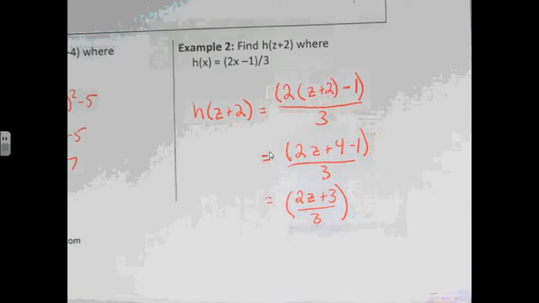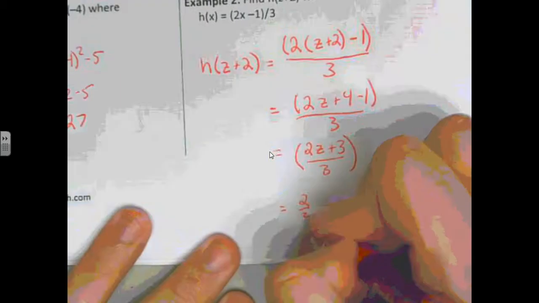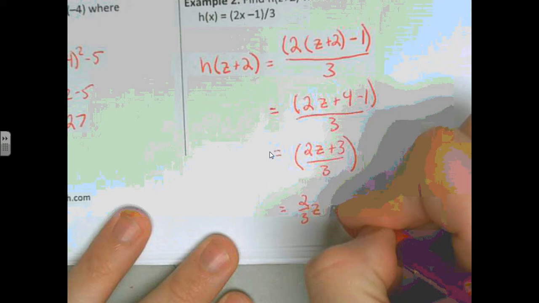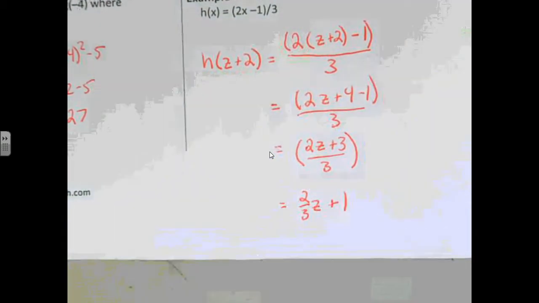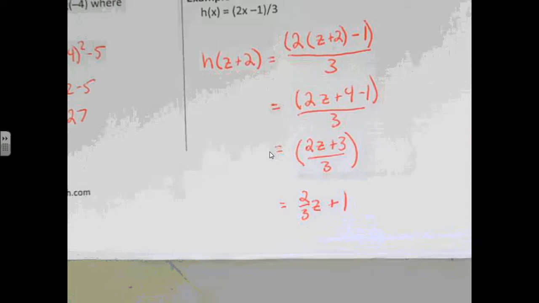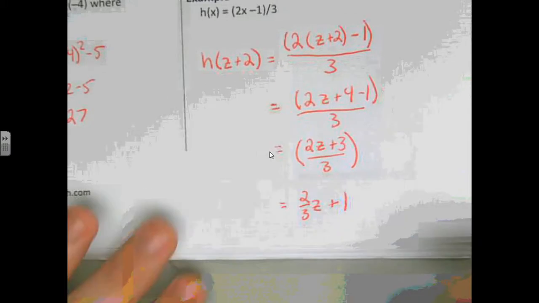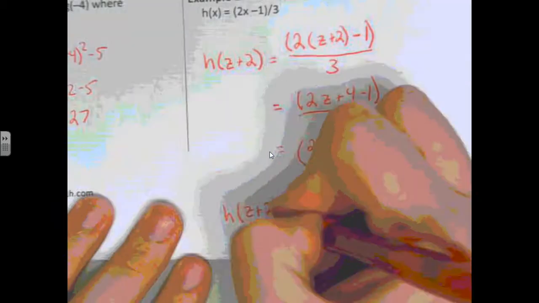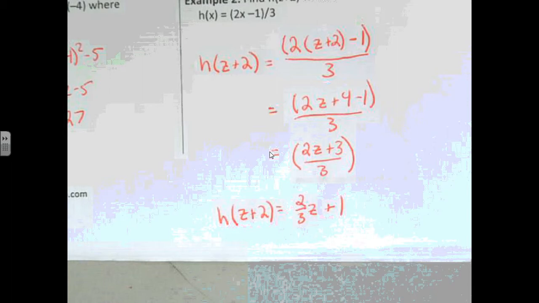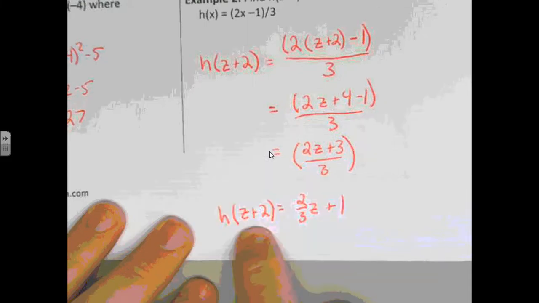But the pro way, I'm going to show you the pro way. Fine, don't do it, but I'm going to do it. That's easy. 2/3 z plus 1. And this is all h of z plus 2. This is what happens when you plug in z plus 2 for the x.